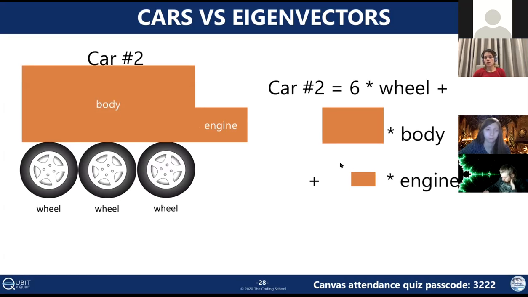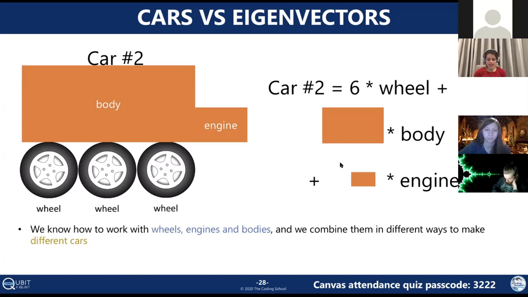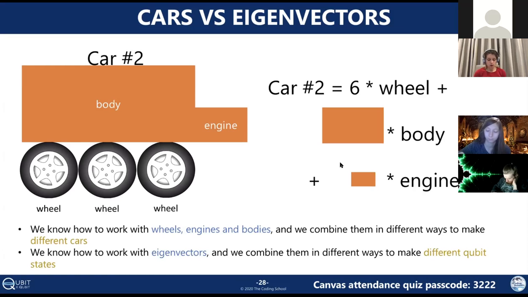But because we know how each component part works, we can calculate how this now larger, more wheelful car will work. And that's the same idea that we use for eigenvectors. We know how to work with these specific eigenvectors. We know what we get out putting this eigenvector in. We get a certain eigenvalue out when we perform a gate on its eigenvector.